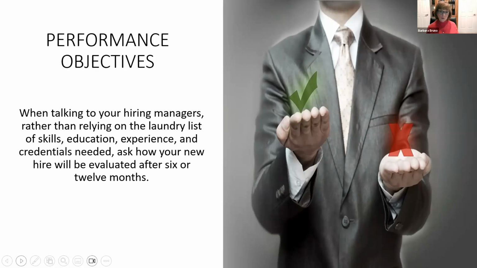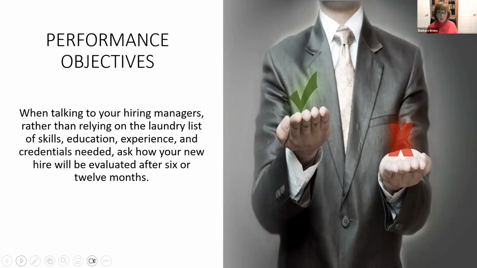And once you get the performance objectives, how are you going to evaluate this person? Give me 5 performance objectives. You're going to be able to eliminate a lot of things on that laundry list, which makes your job much easier. And you're going to be able to fill the job and find candidates that can do the job. And they're not going to be eliminated because they don't have 10 out of 10 of the things listed on the credentials.